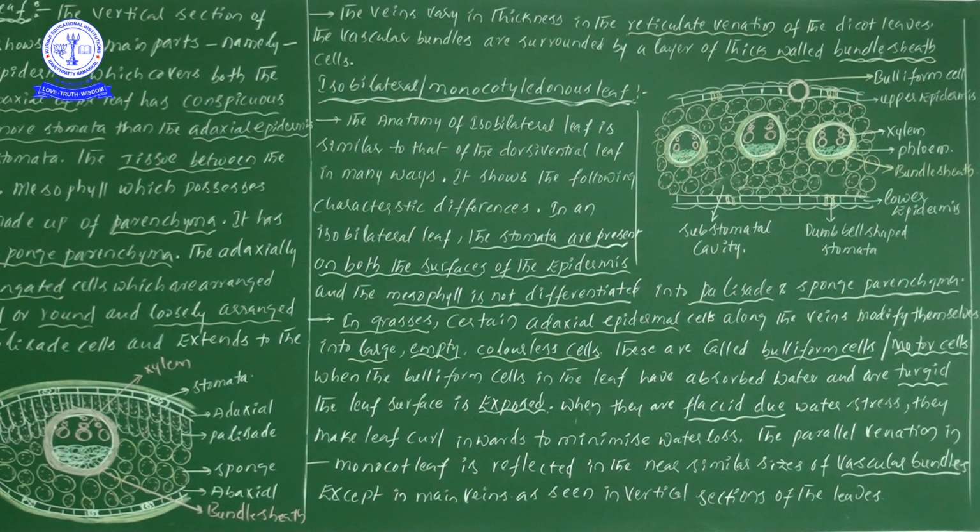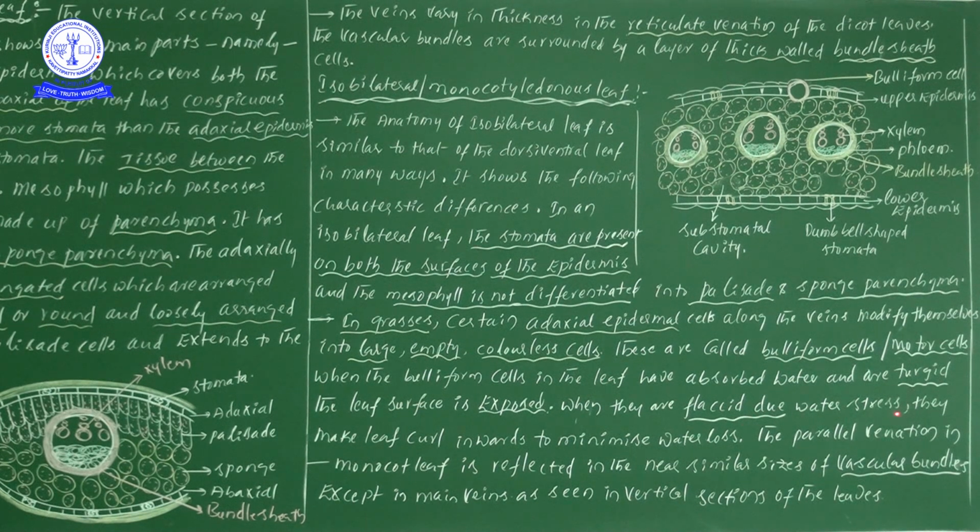When you see these bulliform cells at the upper epidermis, because of their presence the leaf is exposed. Rolling and unrolling are two processes. Here, when water molecules enter the bulliform cells, the leaf surface is exposed. And when they are flaccid, all the water moves out of these cells.